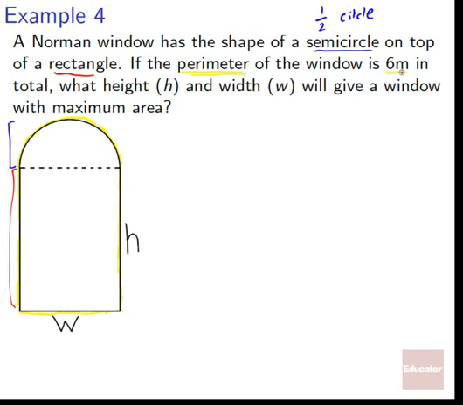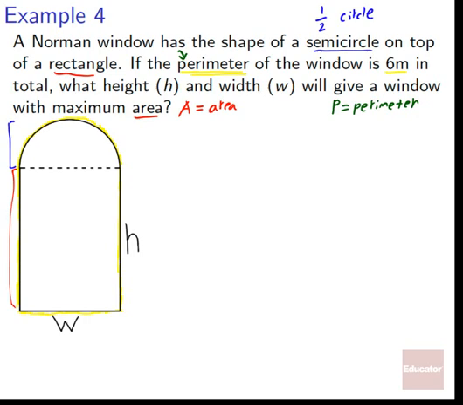And then we want to ask what height and width will give a window with maximum area. So if we're looking for area, we're probably going to need to use area, right? So A equals area. We'll define that idea. If we also know information about the perimeter, then we'll say P equals perimeter. Okay, so let's work these things out.